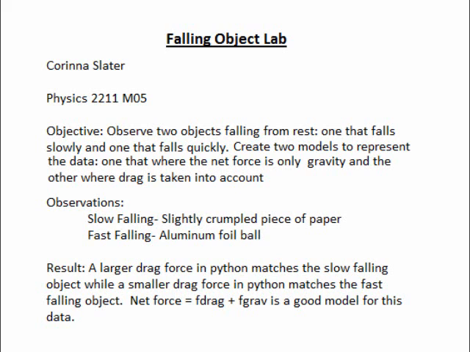The main objective of this lab was to model a slow-falling object and a fast-falling object in Python based on videos recorded of both being dropped from rest. The main result was that the model where the net force equals the force of gravity plus the force of drag was an accurate model for the two falling objects. The drag for each had to be different, though, as the slow-falling object had more drag than the fast-falling object.